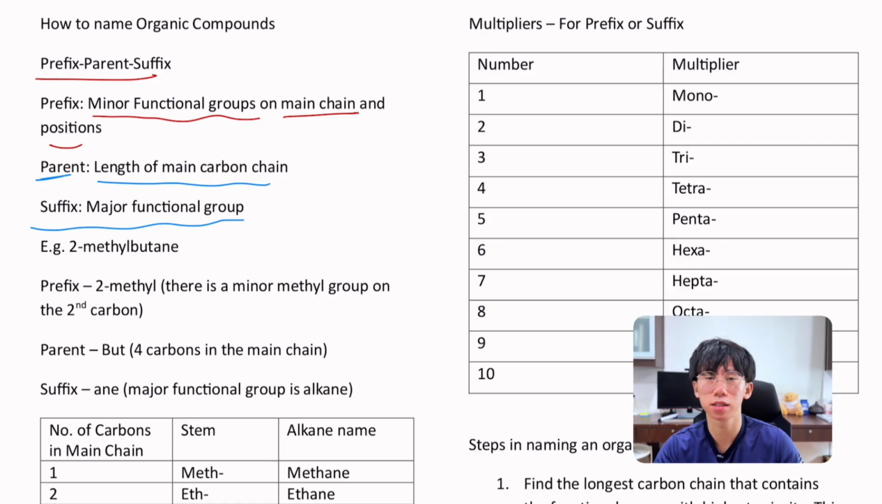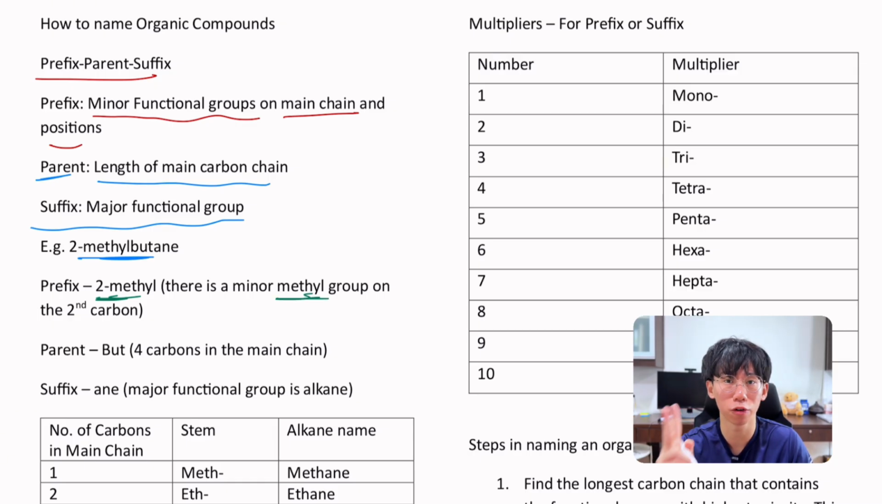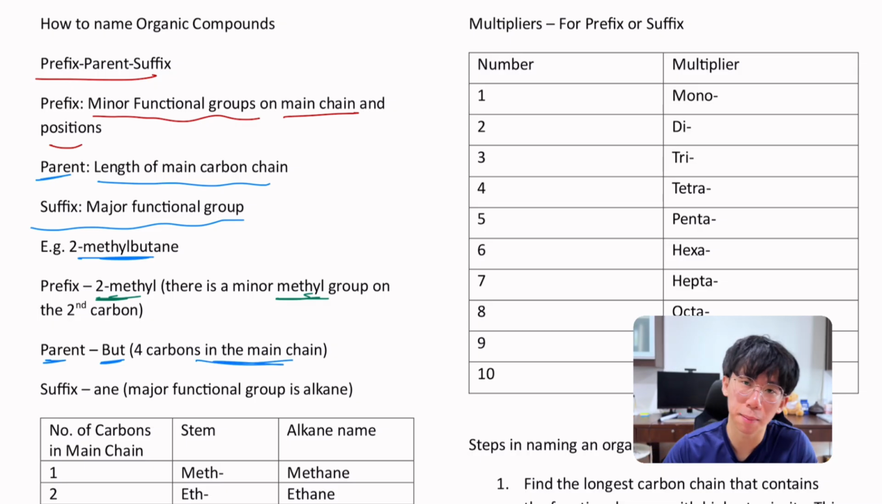I know it's a lot of parts, so just let me break this down for you. For example, in 2-methyl-butane, if we break it up into the prefix, the parent, the suffix, for the prefix, this is 2-methyl. So you know there is a minor functional group called a methyl group on the second carbon of the carbon chain. From the parent, you know it's but. From here, you can tell that there are 4 carbons in the main chain. And lastly, the suffix says "ane", which means the major functional group is called an alkane.